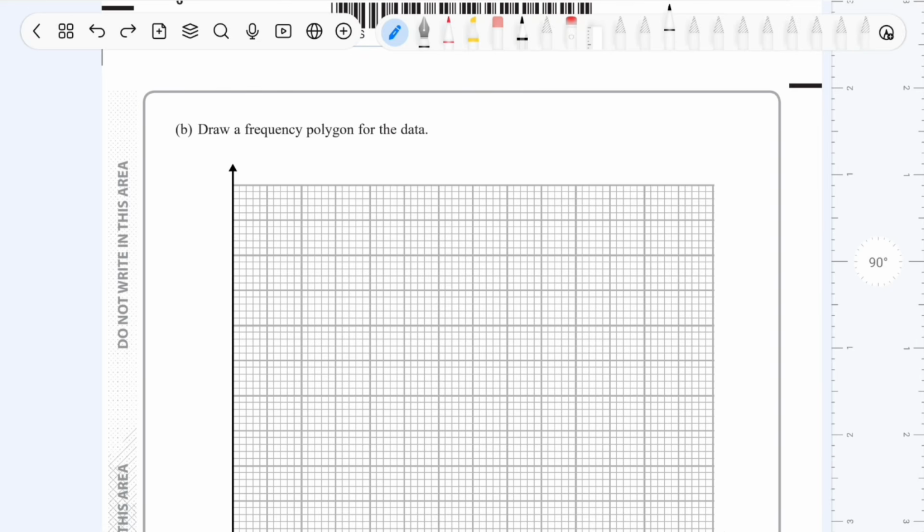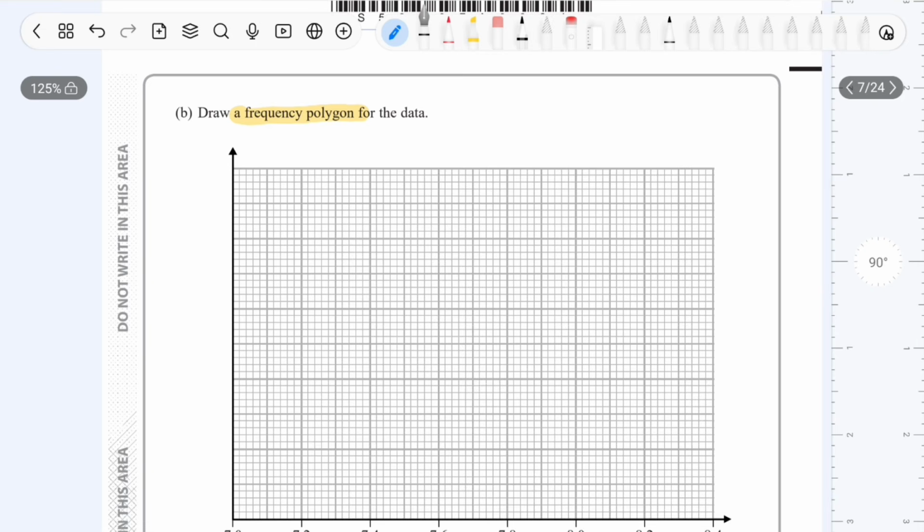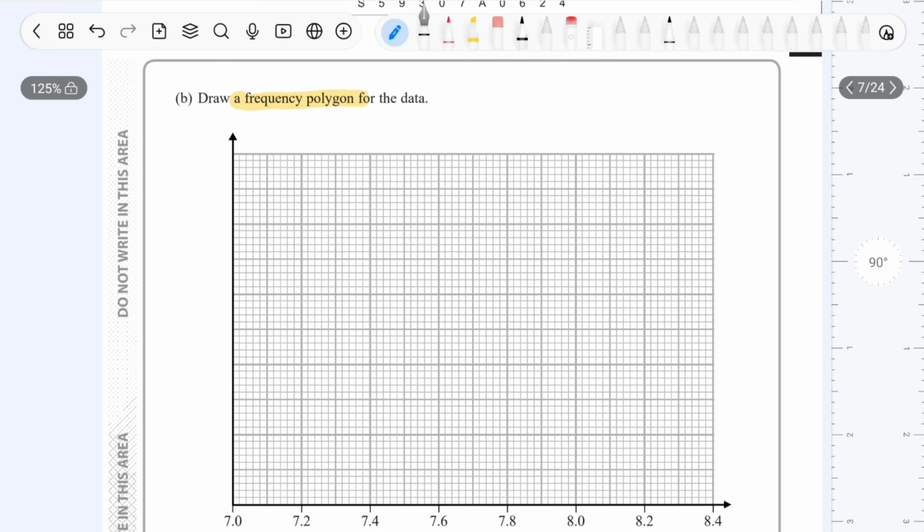For part B, we're told to draw a frequency polygon for the data. So let's highlight our keyword, and here it's frequency polygon. Now a frequency polygon, the idea is that at each frequency you draw the frequency matching to the midpoint of that interval. Sounds confusing, but let's just do it and it should make a bit more sense.